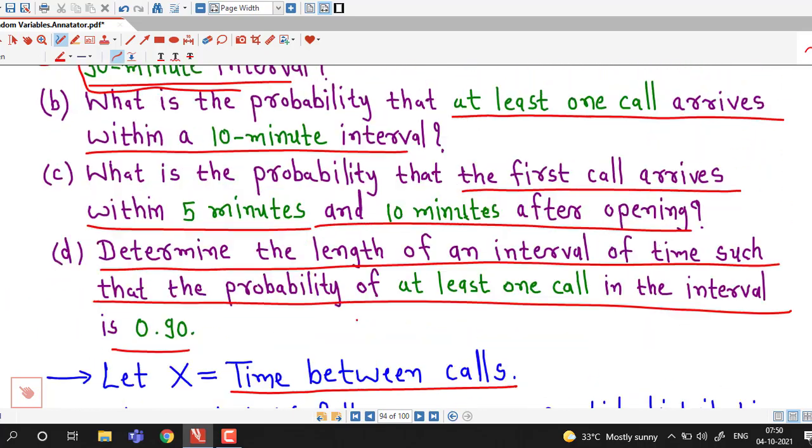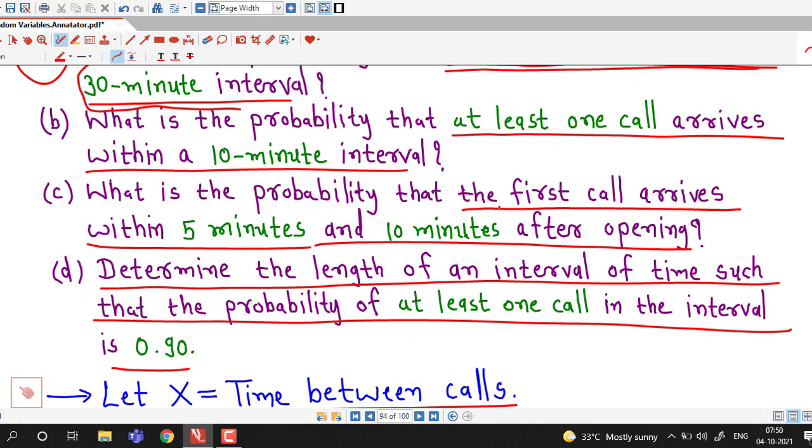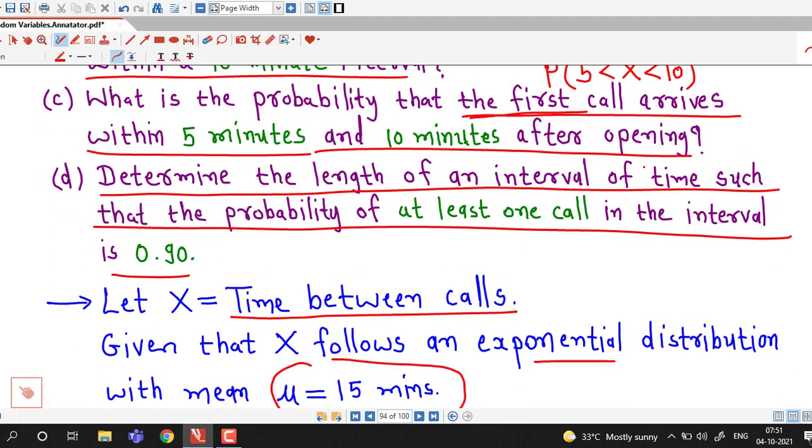Now what is part C? In part C we have to find the probability that the first call arrives within 5 minutes and 10 minutes. So time between calls is in between 5 and 10. So time between call arrivals is 5 to 10. Probability that the first call arrives within 5 minutes and 10 minutes after opening. So we have to find out this probability, that capital X lies between 5 and 10.